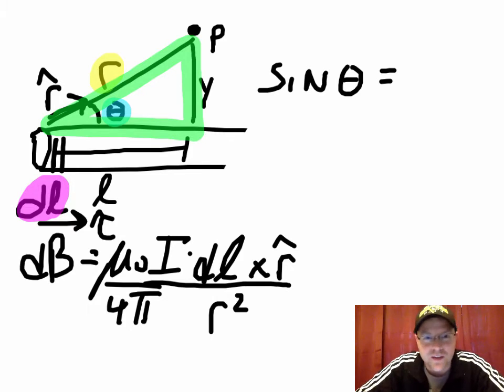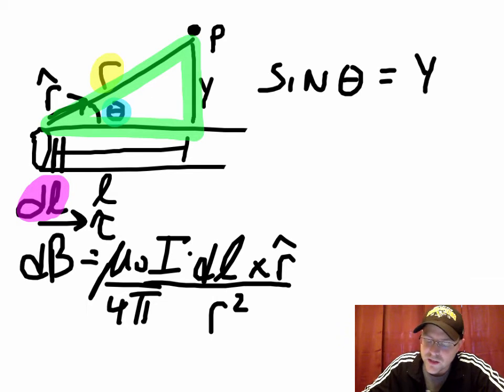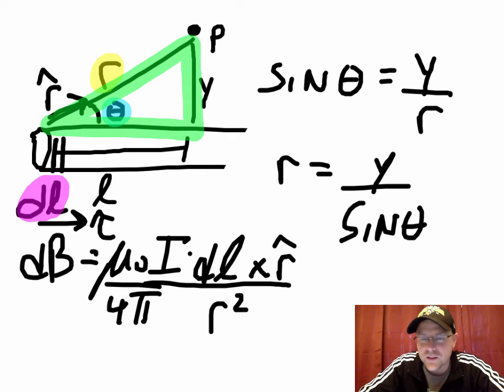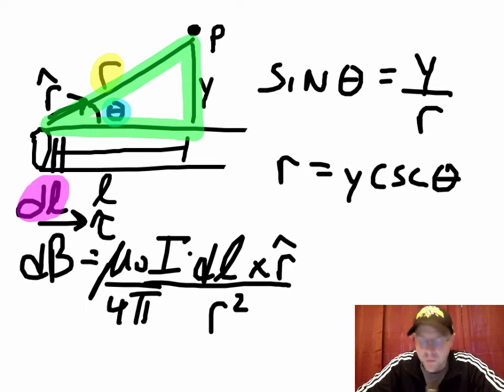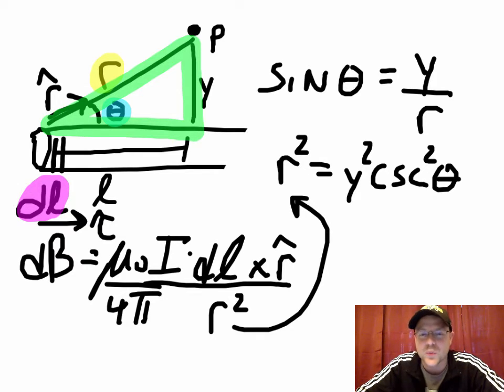So first I'll go with sine of theta. Sine of theta there is the opposite over the hypotenuse, which is the y over the r value. So if I want to solve for my r, I can rearrange this and get r to equal y over sine of theta. But since I have theta in the bottom there, I can rewrite 1 over sine of theta as cosecant of theta. But remember, I have r squared, so if I want to sub in r squared, I've got to square r and square everything in my setup there. So I can replace my r squared with this y squared cosecant squared.